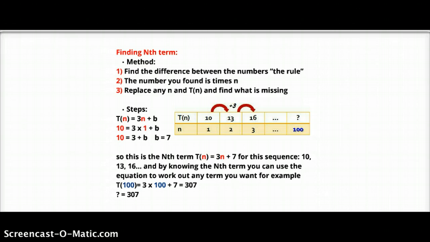As you see, the steps are following the method t n equals 3 times n plus b. The table helps us to find t n, which is 10, and the n is 1. And then we get b, which is 7. So this is the nth term. T n equals 3n plus 7 for this sequence, 10, 13, 16, and by knowing the nth term, you can use the equation to work out any term you want. For example, t 100 equals 3 times 100 plus 7 equals 307.